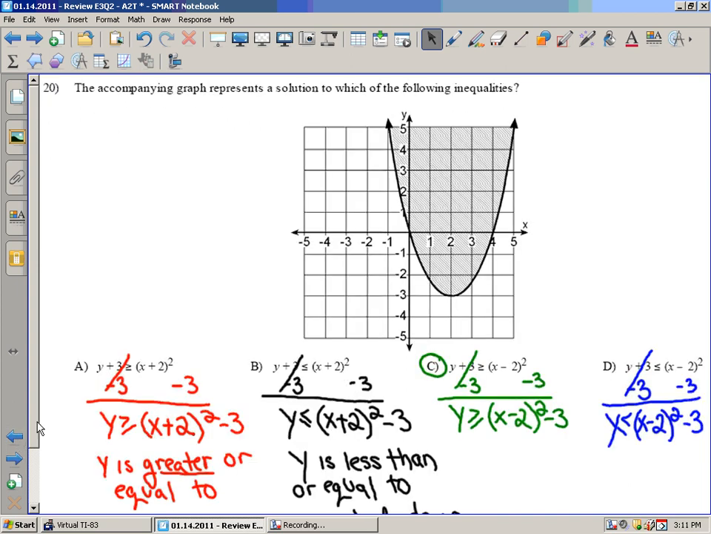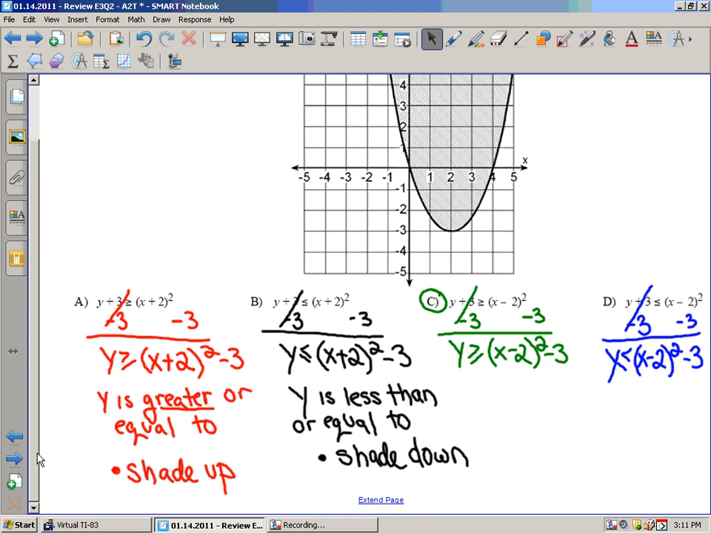Question 20 is just a duplicate of question 19. Not the same exact question, but something very similar to it. In this particular case, look, the shaded territory is up, so we can automatically eliminate B and C because these would be shaded down. And then it would be just a matter of whether it's A or whether it's C. Plug them in, find which one matches.